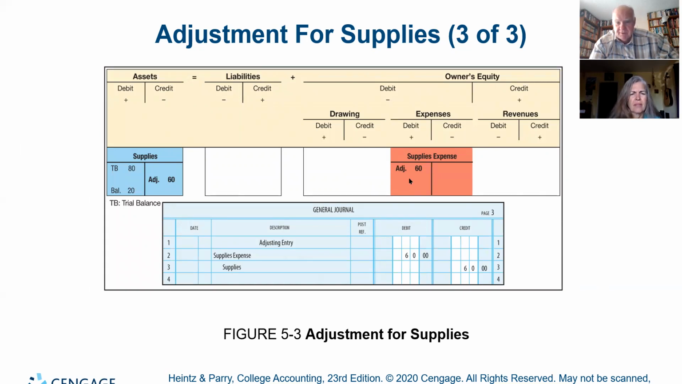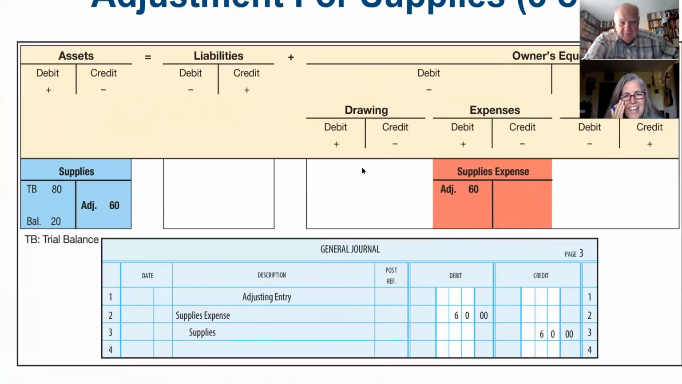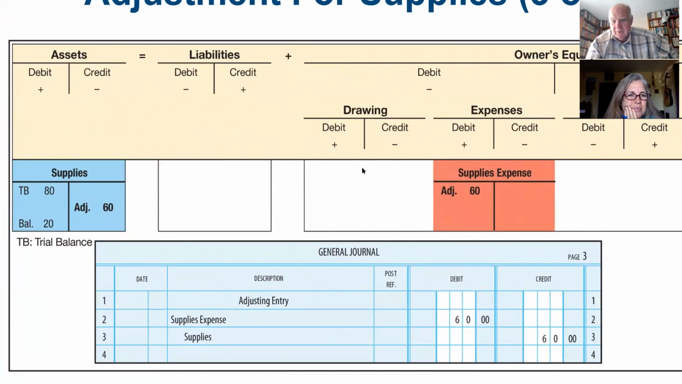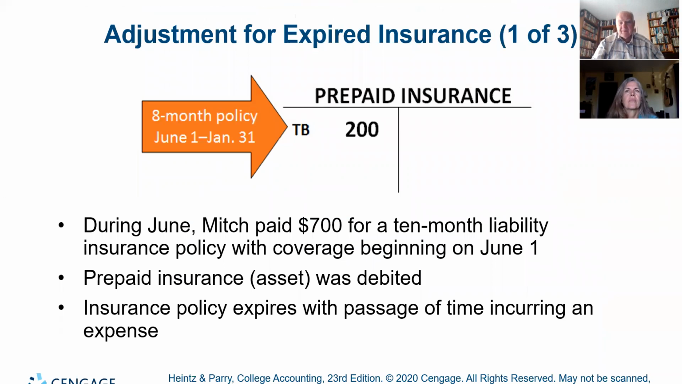Take a look, supplies expense. Can you read those numbers, Carrie? Yeah, my glasses. Okay. Now I can read. Boy, your glasses really made them big now, huh? Okay, there we go. Supplies expense was $60. And look what we did to the supplies, the asset. The asset has now been reduced to $20. Make a little bit of sense? Yeah. And here's our journal entry, debit supplies expense, credit supplies. So that's the first of a couple of journal entries we're going to be talking about.